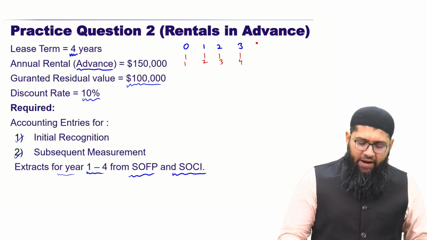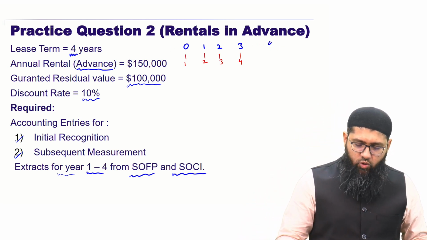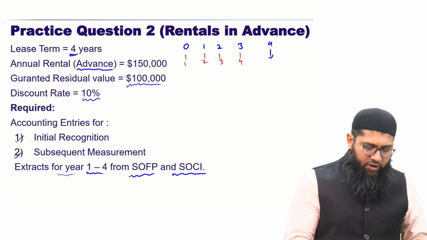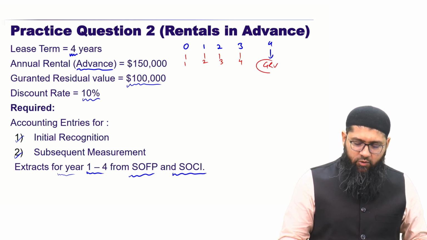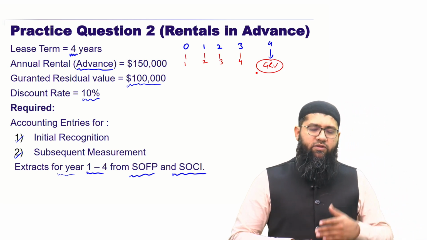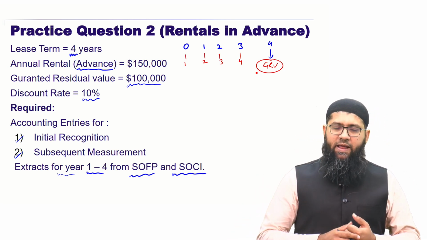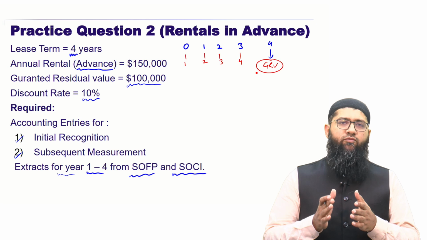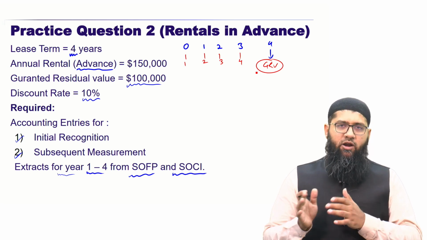Now, at time period 4, what are we going to do? We are going to make a payment of the guaranteed residual value. So the guaranteed residual value is going to be paid at the end of year 4, because that's when it is going to be paid. That is at the end of the lease term.